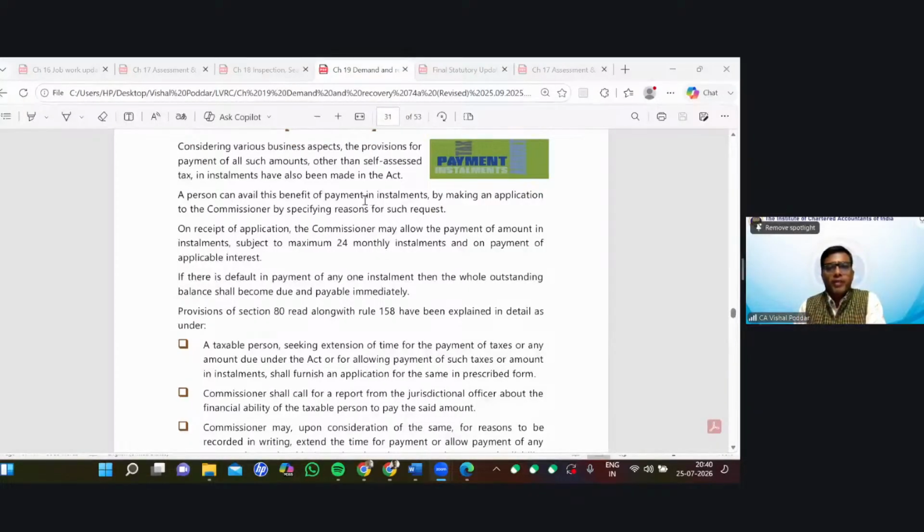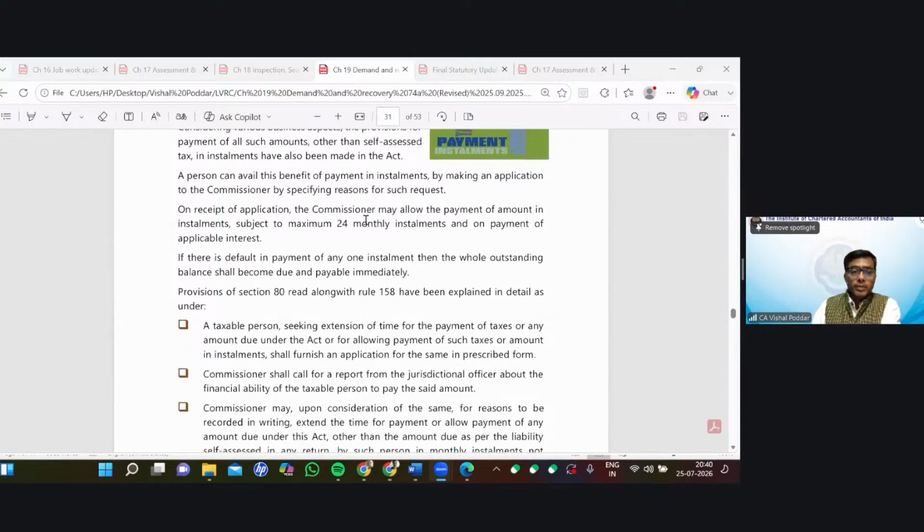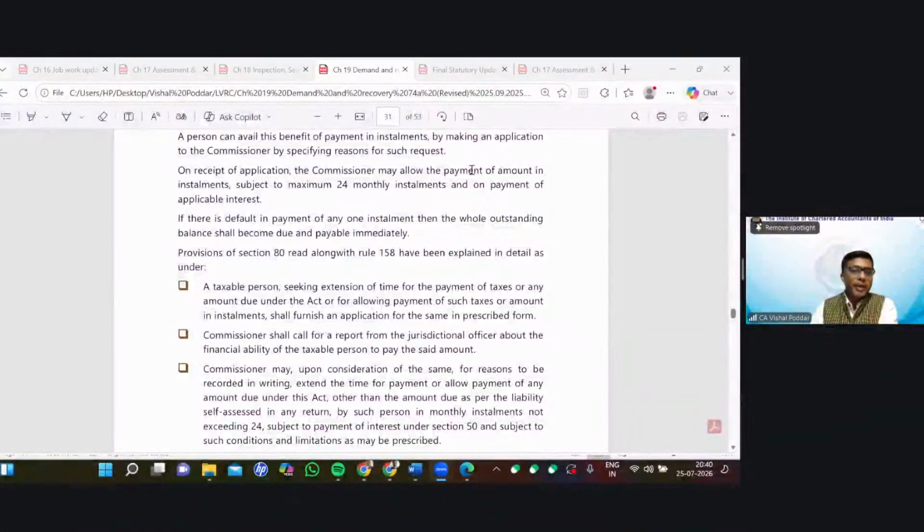Now, how you can avail this facility? To avail this benefit, you have to make an application to the commissioner specifying the reasons. On receipt of the application, the commissioner may, it is not compulsory, allow the payment of amount in installments up to a maximum of 24 monthly installments along with interest.